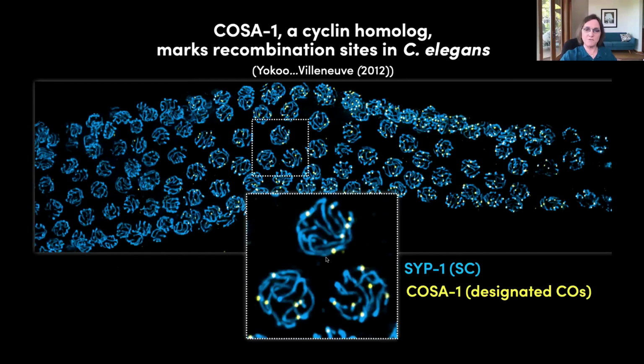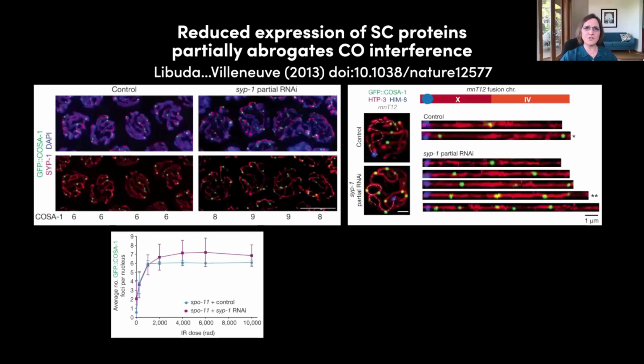So there's 6 pairs of chromosomes in C. elegans, and at this late stage of meiotic prophase, we can observe 6 brightly stained dots of this COSA-1 protein in each nucleus, and those are the sites where the 6 crossovers will occur. They also showed that knockdown of synaptonemal complex protein expression is sufficient to partially abrogate crossover interference.